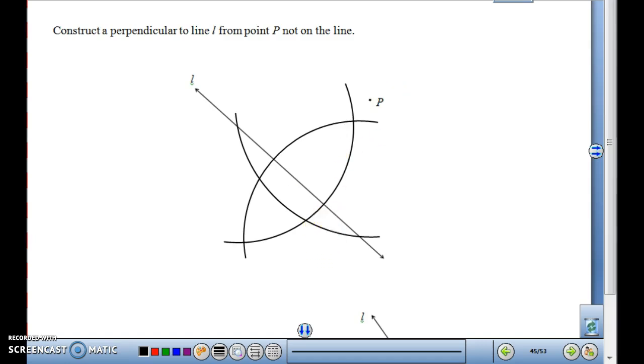Oh, I'm off a little bit, so I can draw that a little better. There. Off just a smidge when I draw this. There, that's better. Okay, so use your ruler, line up your X's, use your ruler to draw it through, and it goes through P. All right, and that is the perpendicular from there. So that is constructing a perpendicular to line L from point P not on the line.